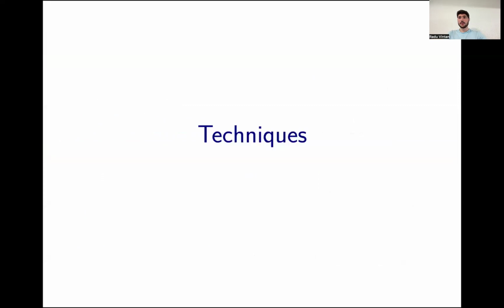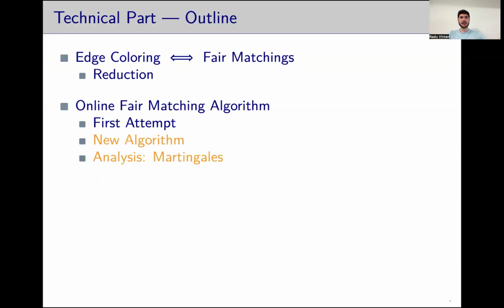And now I want to show you a bit about the techniques that we used to achieve this. So the first thing we did was we used a reduction, which was already known, from edge coloring to a matching problem, the so-called fair matching. And then we looked at this online fair matching problem. And here there is a natural algorithm that other people have also considered, but this is tricky to analyze. So then our idea was to come up with a different algorithm, which is more analysis friendly. And I will also sketch out a bit the analysis of this new algorithm.